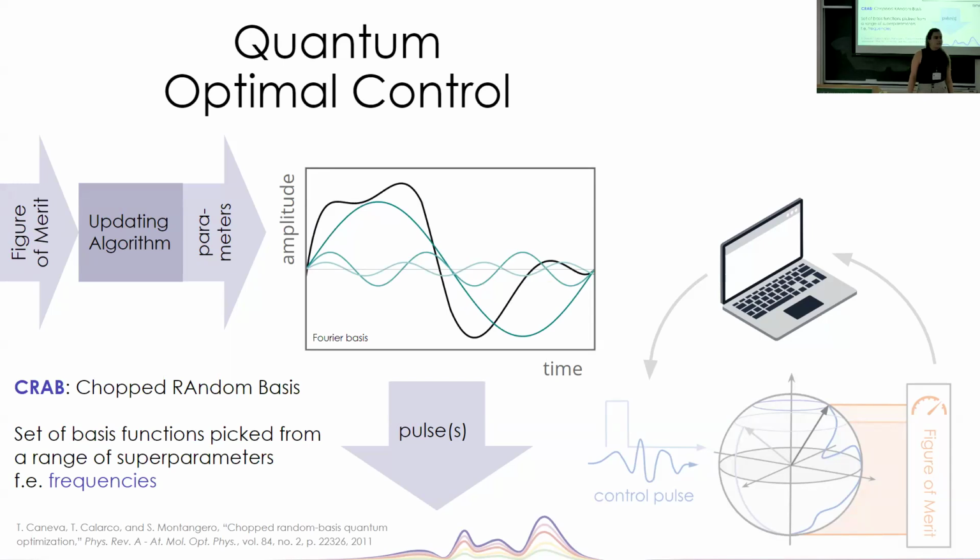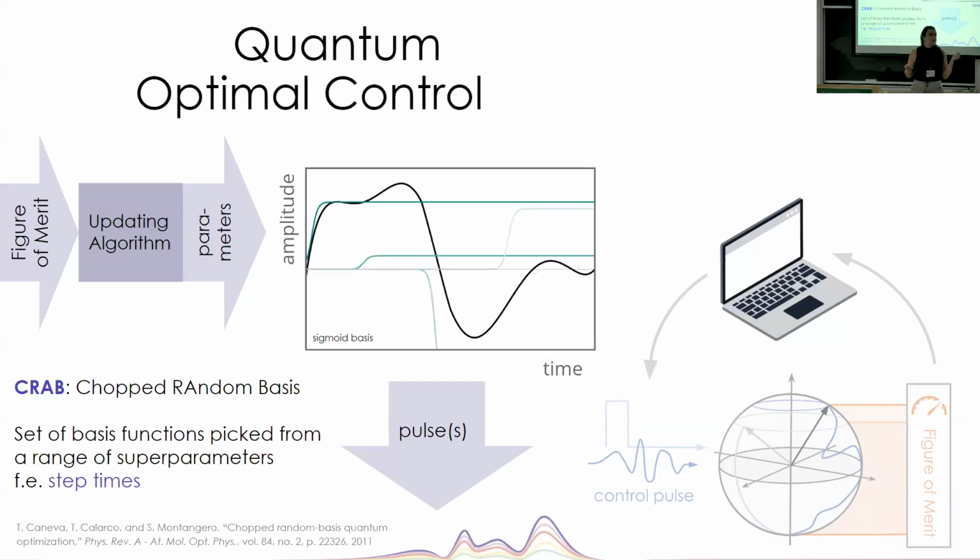And specifically, we refer to them as chopped random bases if we want to go to a lower parameter space where we are not exploring a landscape that's quite so high dimensional. So we could choose a few frequencies and then make the phase and the amplitudes of these components the parameters, right? But we could also think of other bases. For example, little time steps, and choose a place where to put this time step, and then the parameter to optimize is the amplitude.